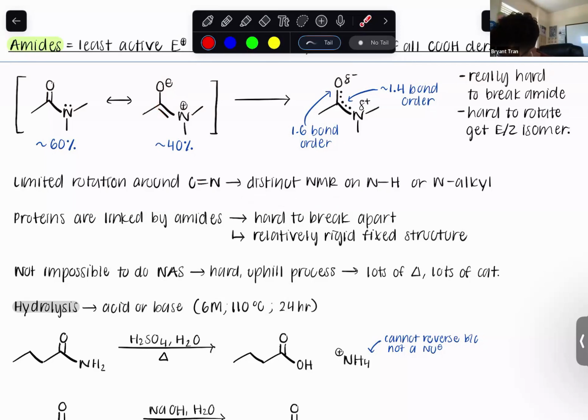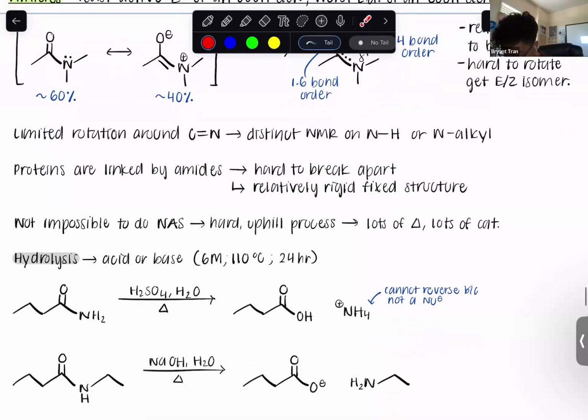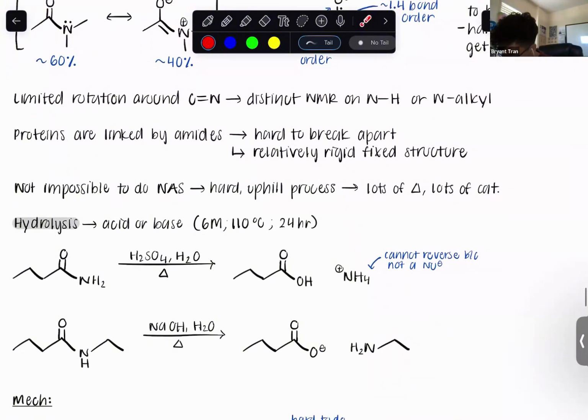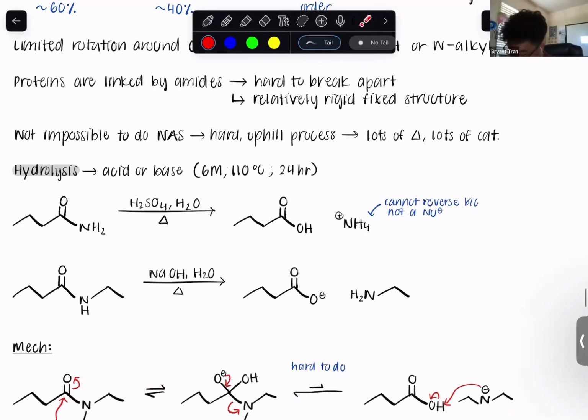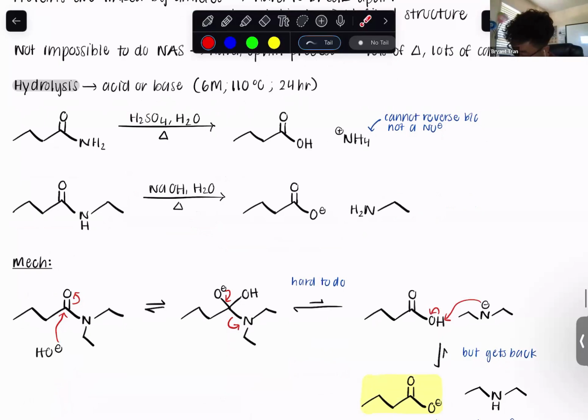Proteins are linked by amides, hard to break apart, a relatively rigid fixed structure. Not impossible to do NAS, but it's a hard uphill process, with loss of heat and loss of catalyst. We could do hydrolysis. We can convert the amide to the carboxylic acid using acid, water, and heat. Same mechanism as before. We could do it in basic conditions to end with the carboxylate ion.